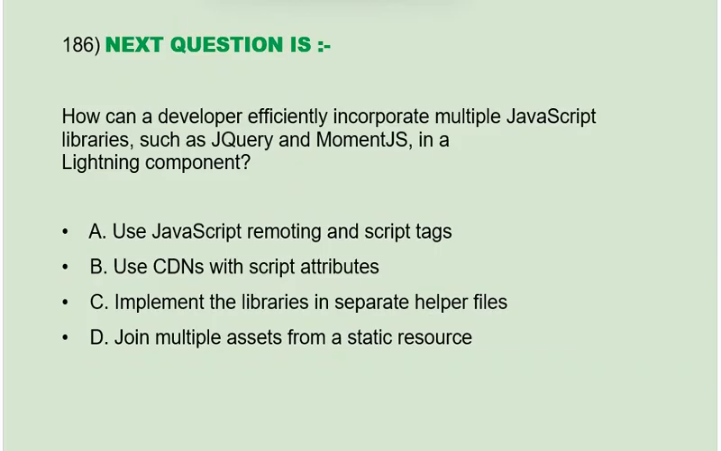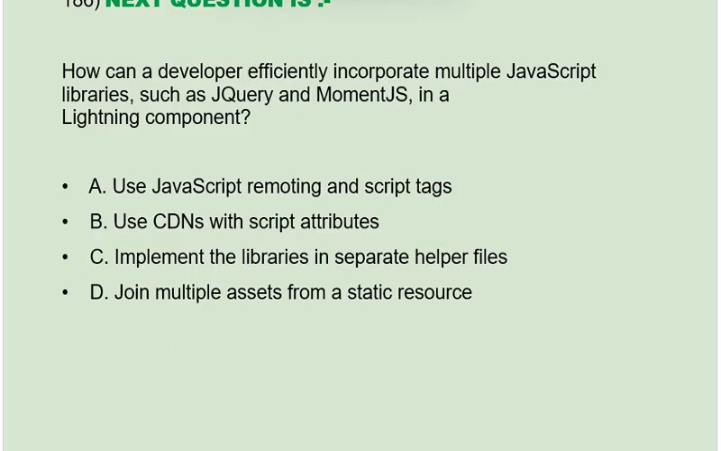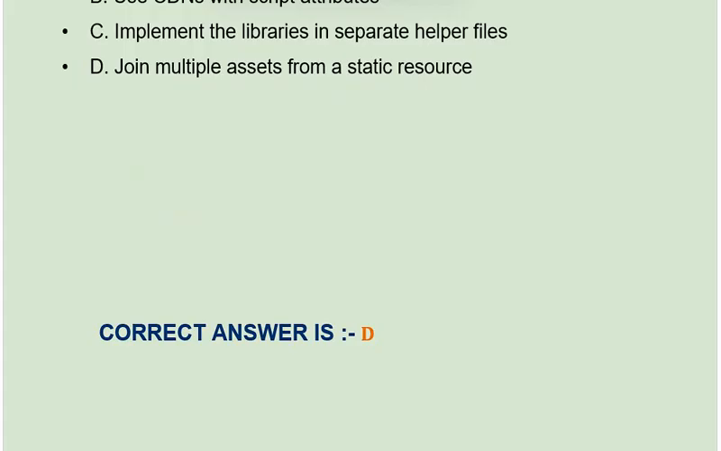Question is, how can a developer efficiently incorporate multiple JavaScript libraries such as jQuery and Moment.js in a Lightning component? Option A, use JavaScript remoting and script tags. Option B, use CDNs with script attributes. Option C, implement the libraries in separate helper files. Option D, join multiple assets from a static resource. Correct answer is option D.